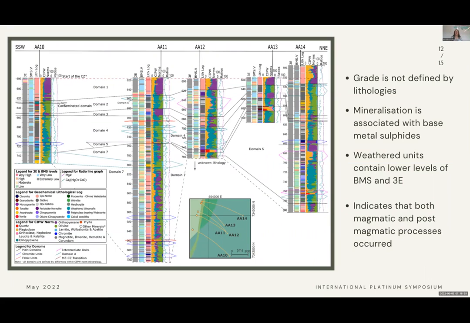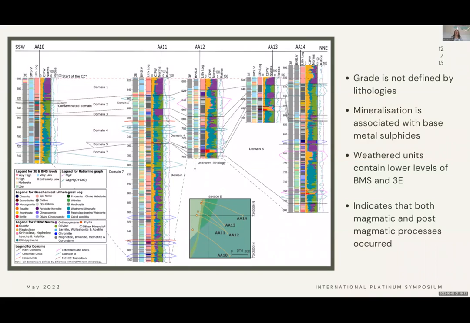And using this information from the lithogeochemical groupings and CIPW norms, we're able to define distinct units based on their lithology alone. And this differs to the normal method. Mining companies also use mineralization as a primary or secondary variable. So from this chart, we can see some key points. The first being that grade is not defined by lithology alone, and this indicates another process is occurring other than just magmatic. Possibly, therefore, both magmatic and post-magmatic processes have occurred.